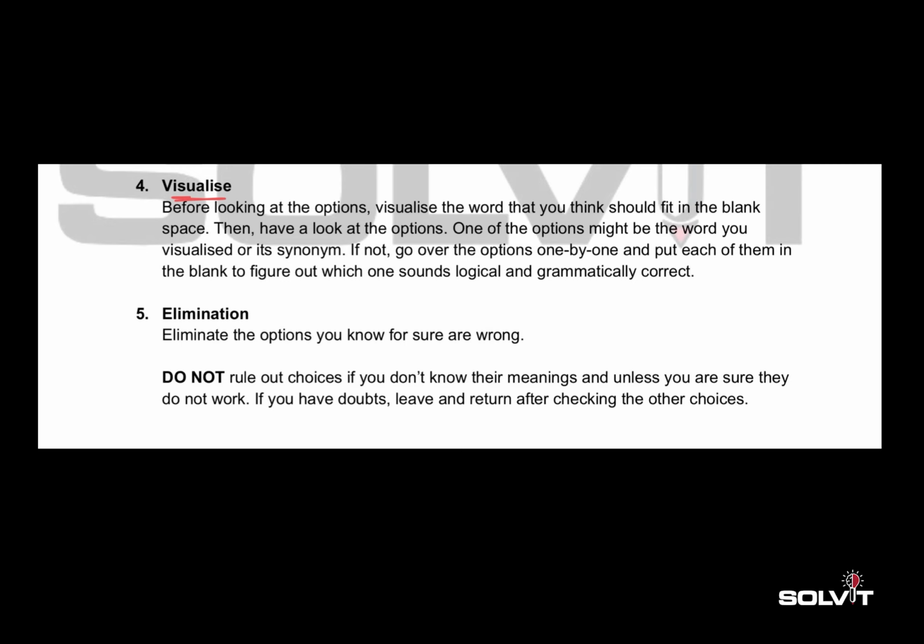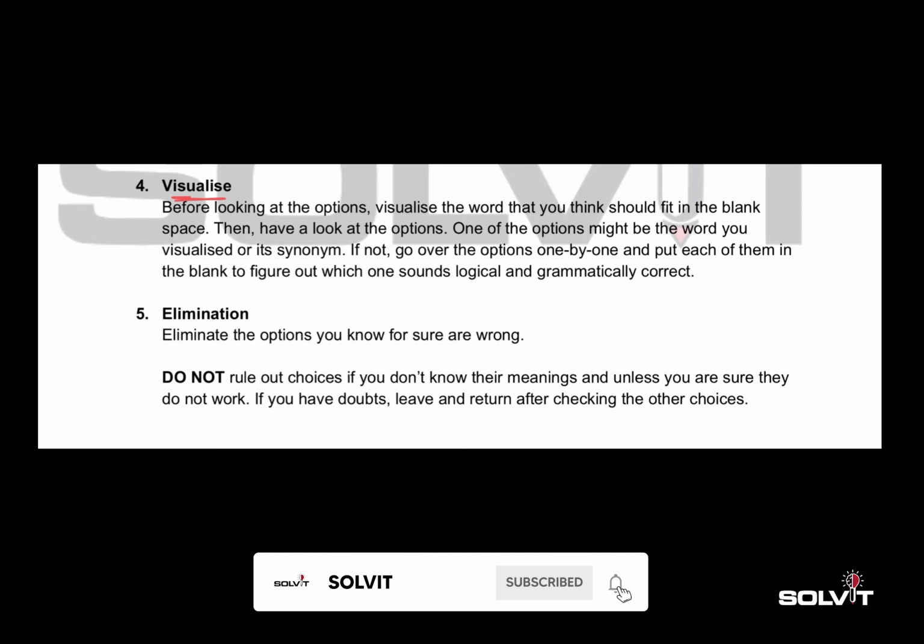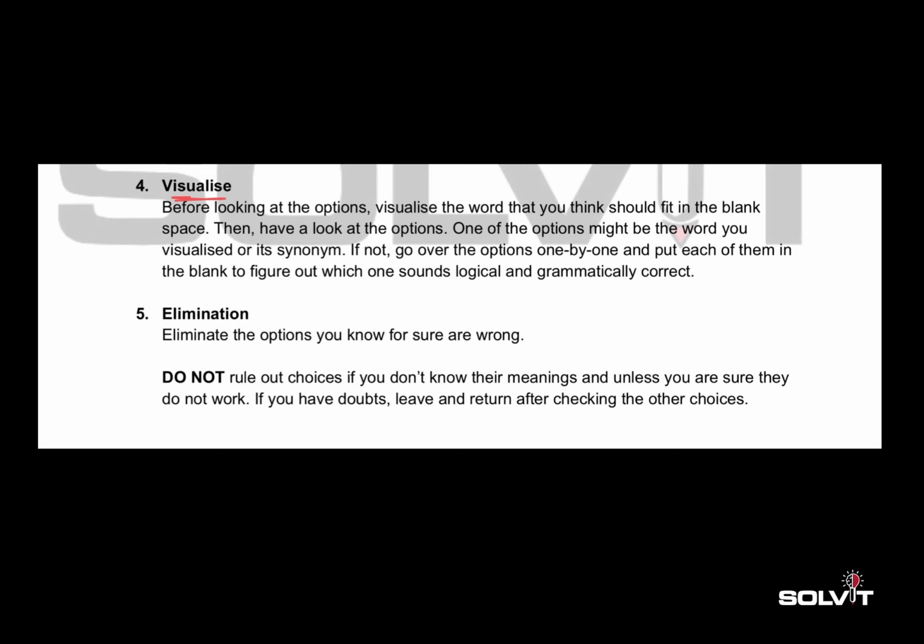So when you visualize a word and you go to the options and you see, oh, I visualized this word and this word is right here, or a synonym of this word is right here, in that case, it's all good, it's all great. You're very lucky if that happens. It's not always going to happen, but it may happen sometimes. And in that case, you can just choose the right option. You don't have to think about it much. But again, be careful. Make sure that you are selecting the right option, and then you can just move on, right? So that's visualization.